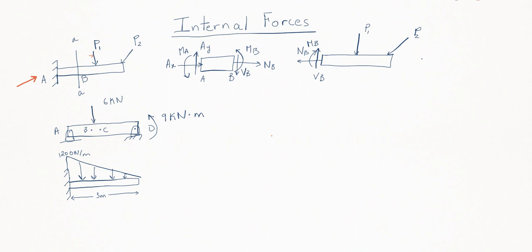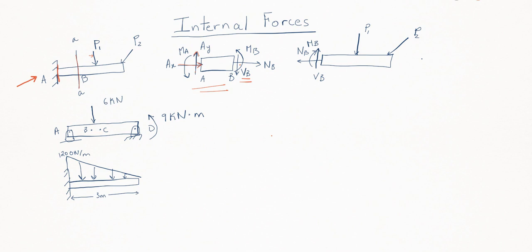Now let's say we want to know what are the internal forces on this line AA over here. And also I want to make a cut at A. So what are the internal forces there? So let's look at it over here. So we have AB. Now what do we have on A? We have a reaction force upwards, AY, a reaction force AX, and a moment. And we have the same thing, MB, NB, and shear at B.